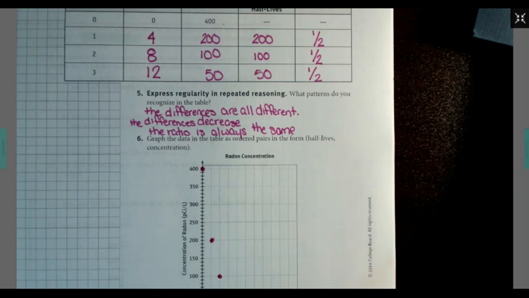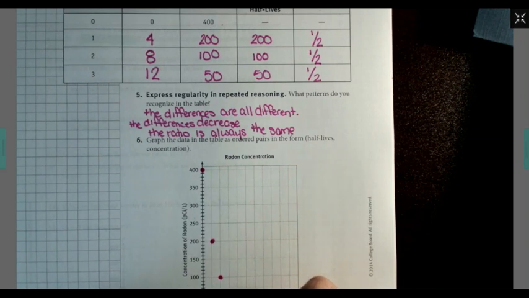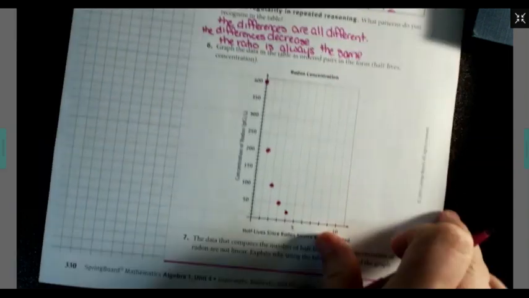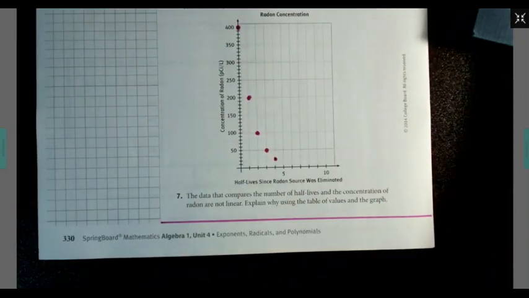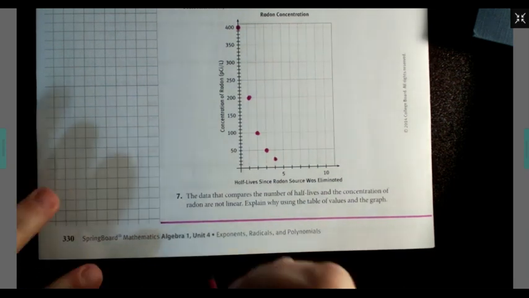If I had to go again, it would probably be 25. So right about here. Sorry, you can't see that. The data that compares the number of half-lives and the concentration of radon are not linear. Explain why using your tables and your graph.